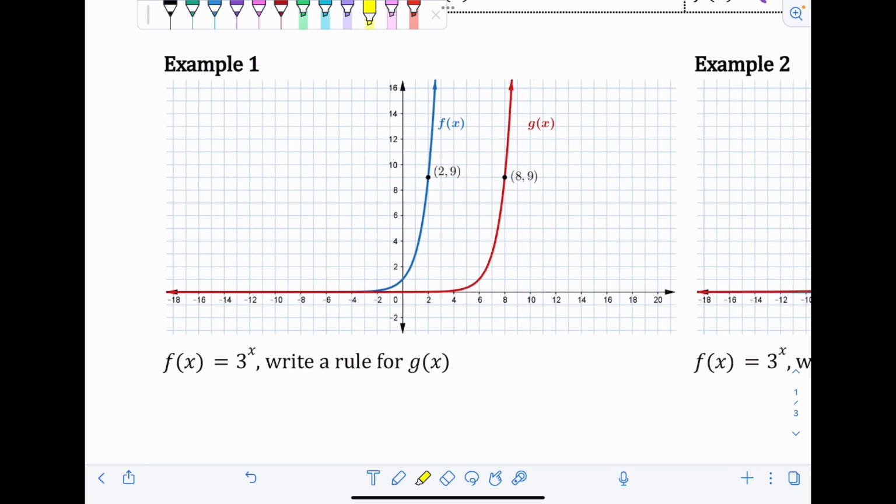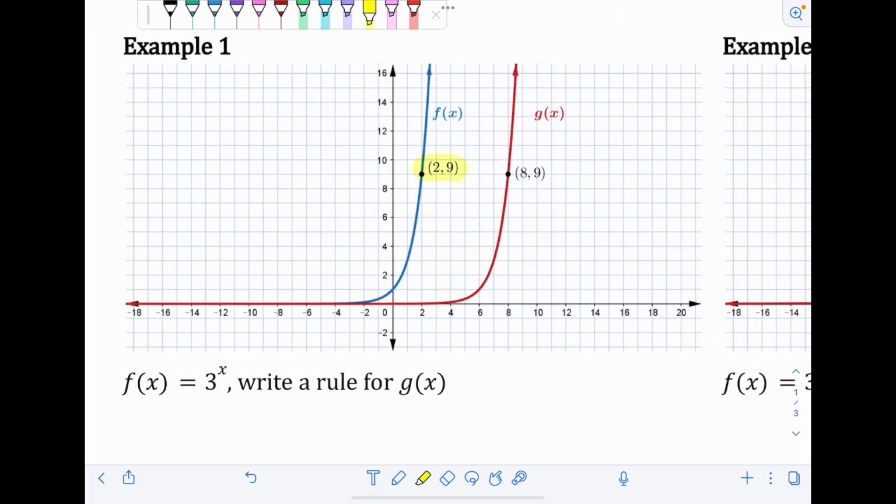for g of x. So we have to look at the graph and determine what type of transformation is actually happening here. So if we look at what our original points are, our points are 2, 9 and 8, 9. So between those 2 points, the y-coordinate is staying the same. It's 9 on both. It's the x-coordinate that's changing. It's going from 2 to 8. So if it's the x-coordinate that is changing, that means that there's some sort of horizontal change that's happening.